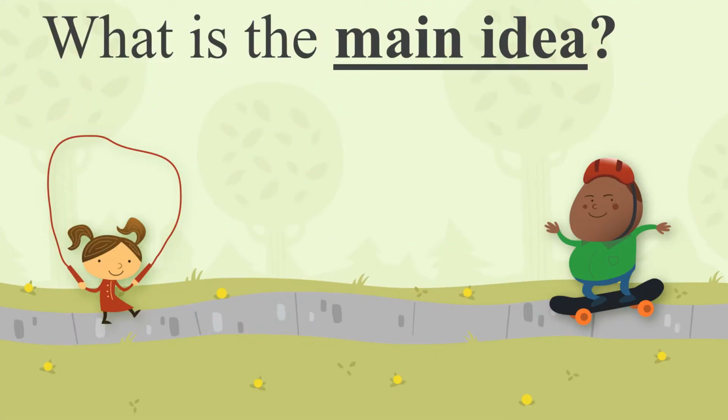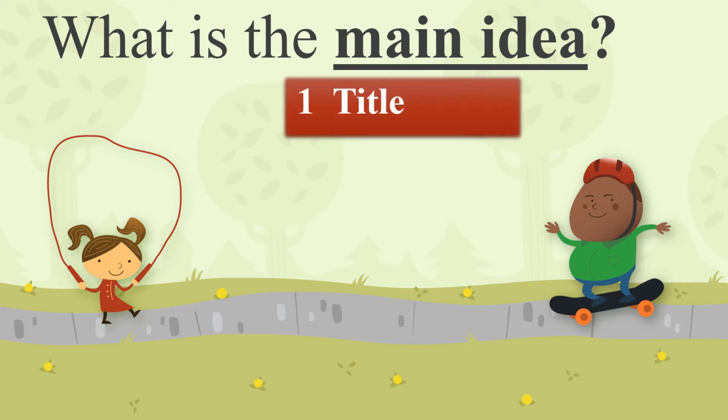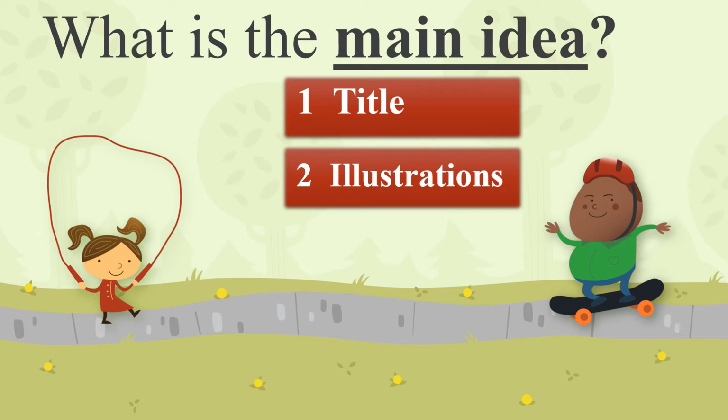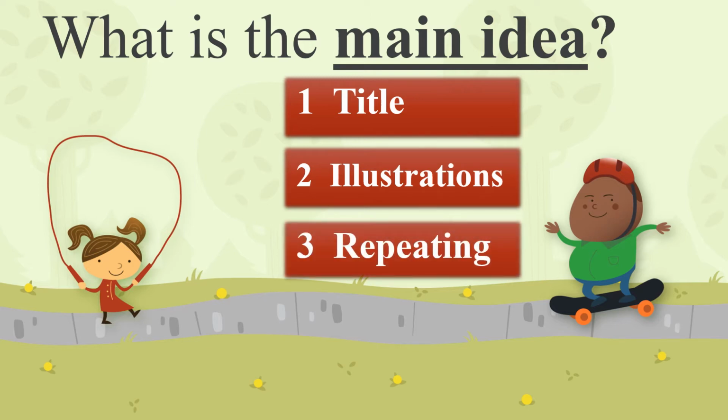So how'd you do listening for the main idea in that text? Did you hear the title? Did you hear me describe the illustration or picture? I know you must have heard words repeating. There were a few. So let's go ahead and say what those are. So first, let's say the title, if you remember. The title was Bats.